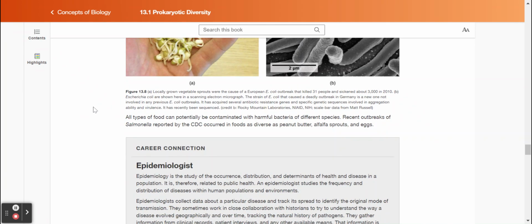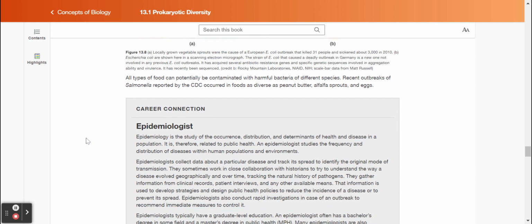All types of food can potentially be contaminated with harmful bacteria of different species. Recent outbreaks of salmonella, reported by the CDC, occurred in foods as diverse as peanut butter, alfalfa sprouts, and eggs.